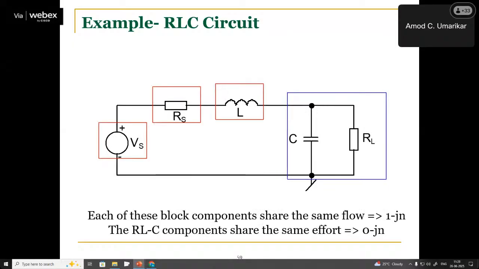So we need to identify the block components that share the same flow. How many block components share the same flow? I have already marked them. That is voltage source, resistor, inductor, and the capacitor and resistor in parallel. They share the same flow.